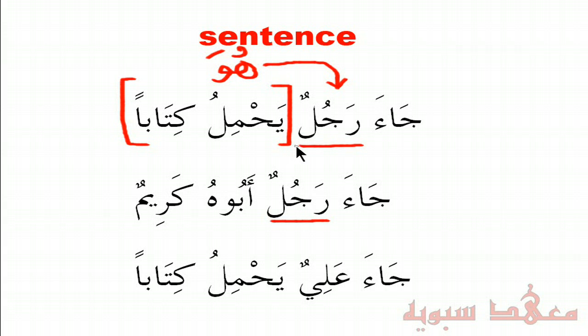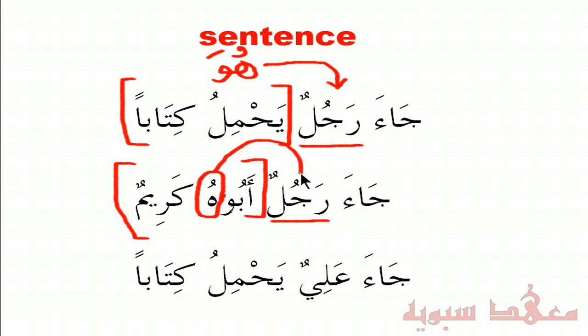So with the nominal sentence, it's very similar. In this case, we have جاء رجل أبوه كريم. أبوه كريم is a nominal sentence, جملة اسمية. Abu, his father. So أبوه, his father, is the pronoun which refers back to رجل. So you're saying the man came whose father is generous. So this particular pronoun needs to exist inside the sifa.